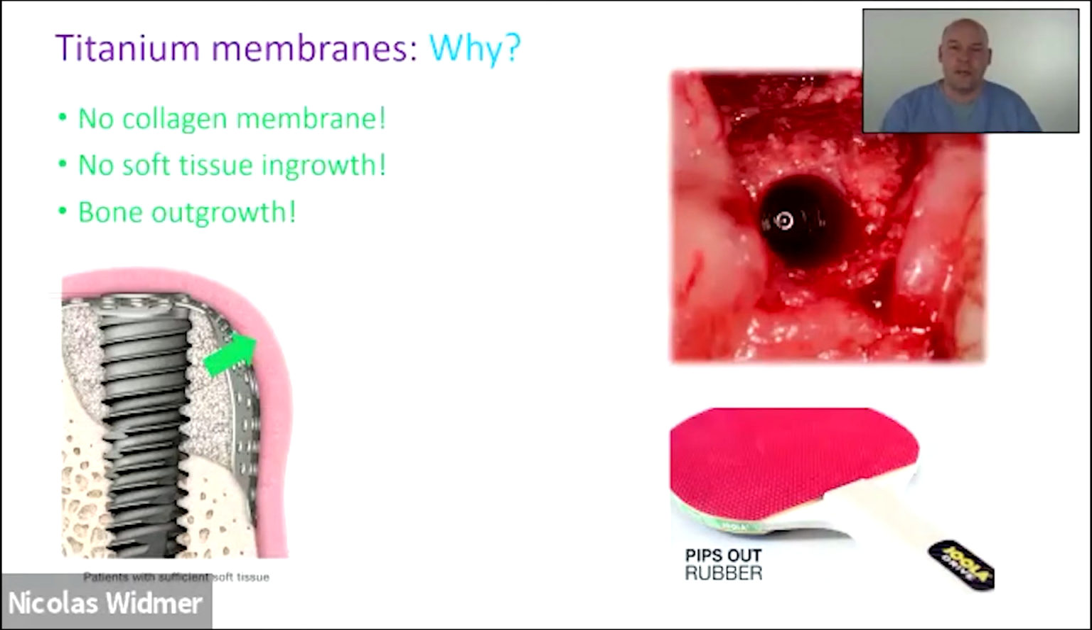Instead, when I use titanium membranes and take a close look at the bone when I remove the membranes, I even have the impression there is often kind of bone outgrowth out of these small holes. Look at this picture here, these small shapes. I don't know how to call them, but they remind me of a table tennis racket with these grooves and shapes.